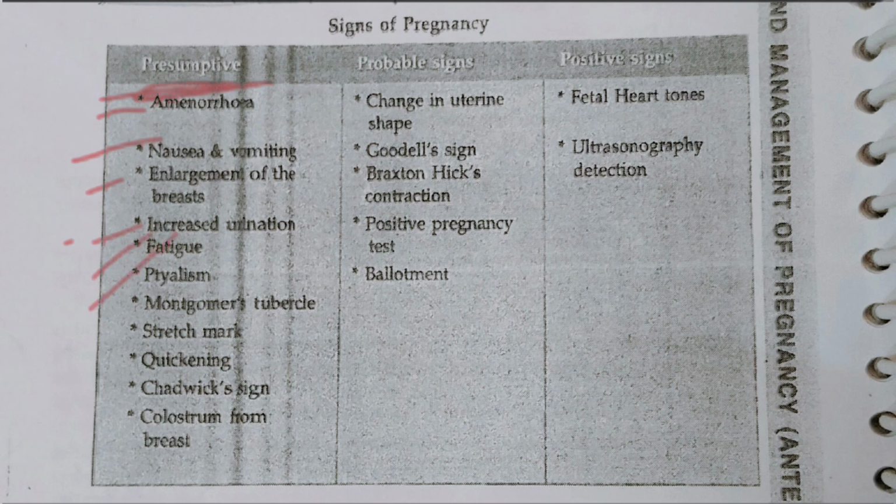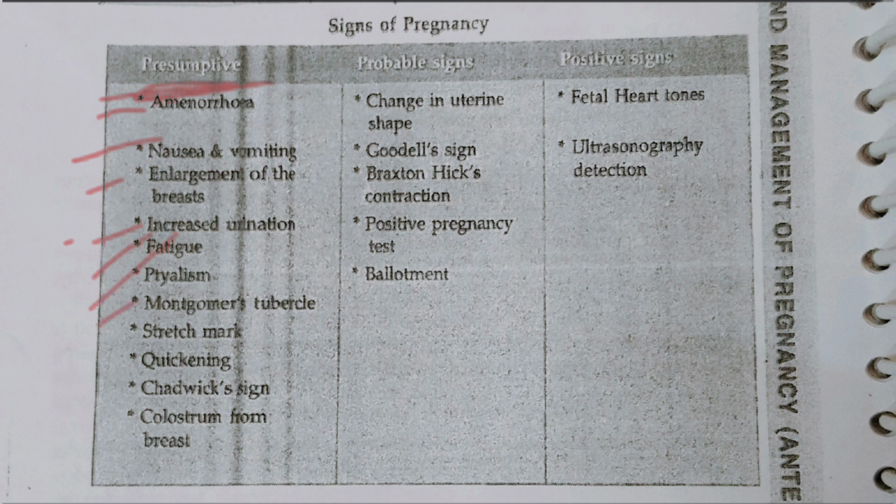What is ptyalism? That is nothing but the saliva in the mouth being overproduced. Generally, at the time of pregnancy, you might have heard of complaints like the mother feels like eating some sour items like tamarind or some mango. The mother does feel like eating sour items. It's because of this ptyalism. This is nothing but overproduction of saliva in the mouth.